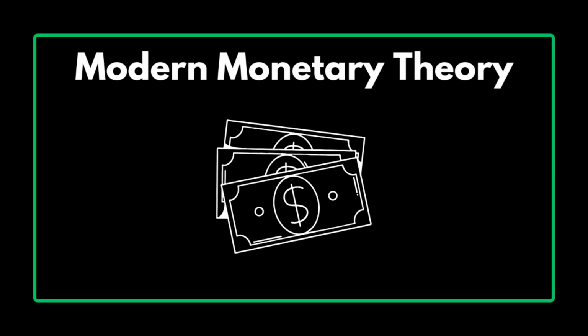Modern monetary theory, often called MMT, is a way of thinking about government spending, money, and debt that challenges traditional economic ideas. It argues that governments that control their own currency, like the United States, the United Kingdom, or Japan, do not have to worry about running out of money because they can always create more. This is very different from the way most people think about government budgets.